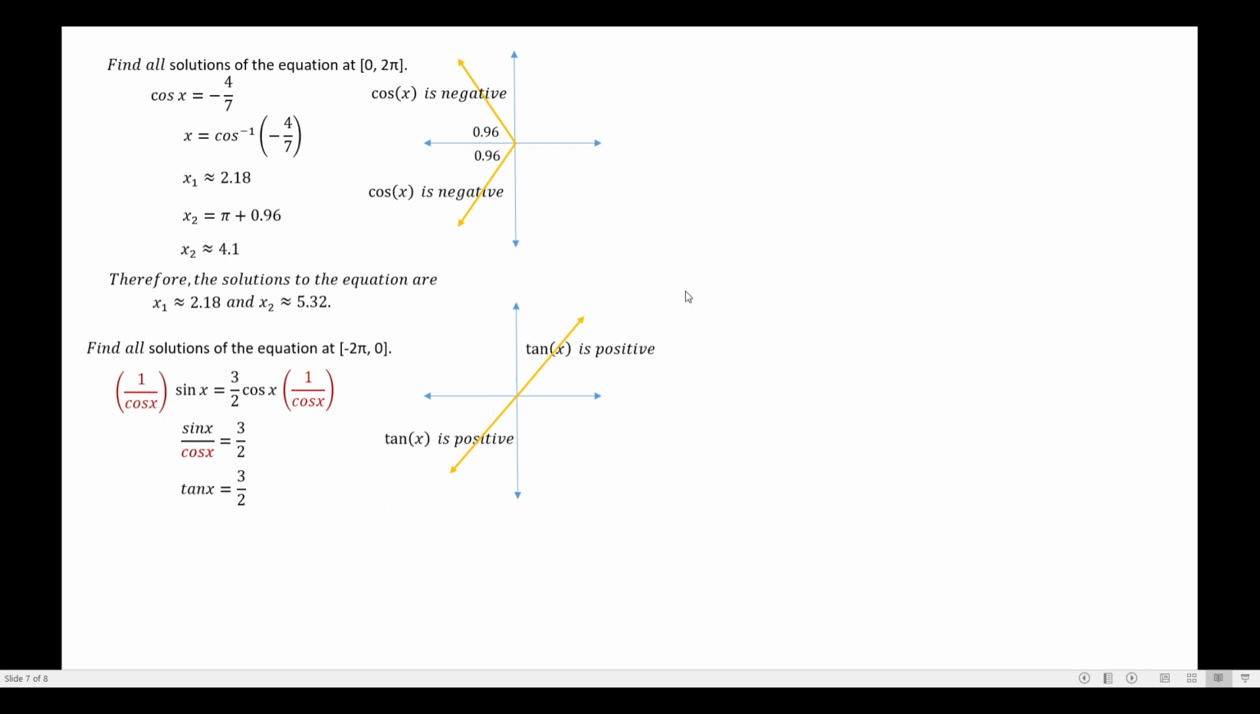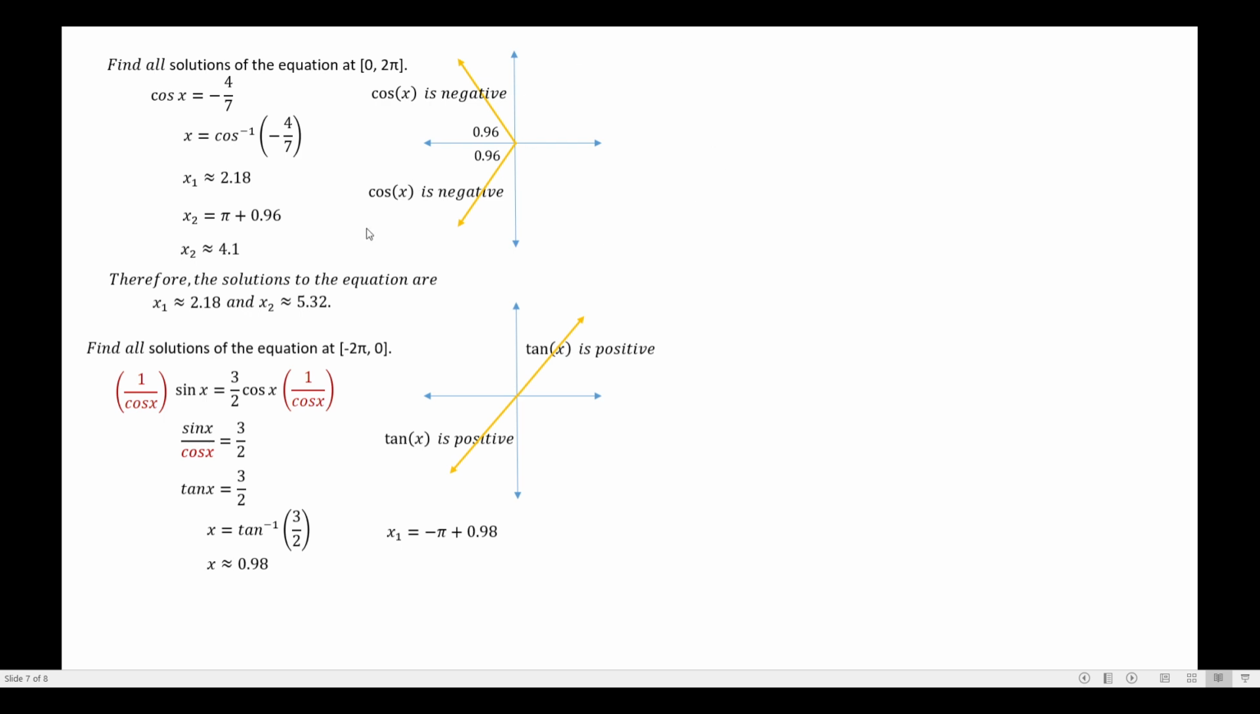Okay? So I may now apply the inverse trigo function. The inverse of tangent 3 halves, and you will have x is approximately 0.98. Actually, if you try to convert this into a degree measurement, this becomes an acute angle. Okay, or this is actually an acute angle. So for x sub 1, it's negative pi plus 0.98. Okay. So for what reason?